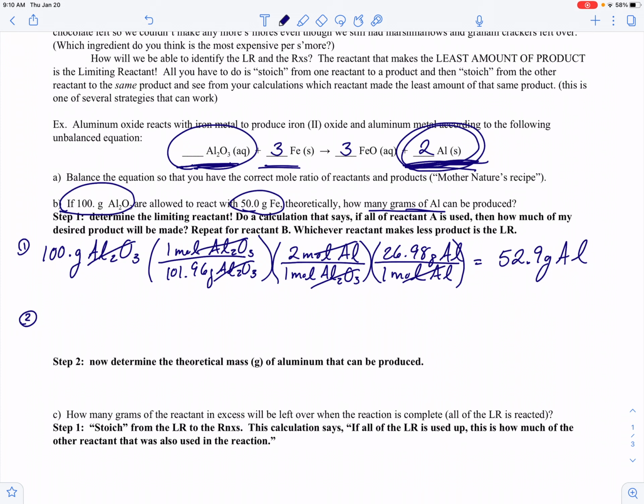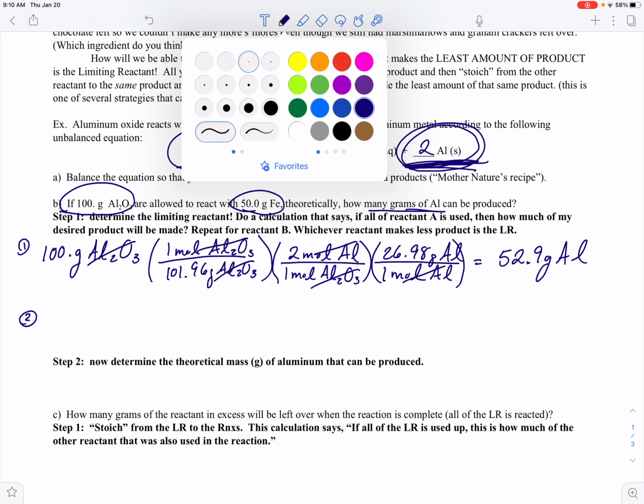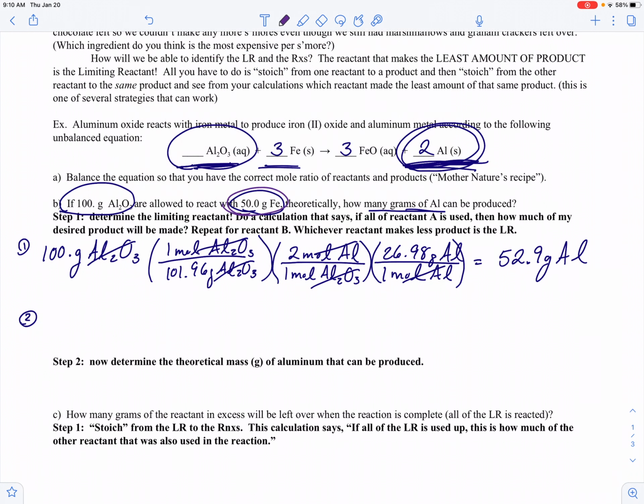So now I'm going to do the second reactant, and I've got 50 grams of it. So I'm going to do the same thing with iron. How many grams of aluminum could I make with 50 grams of iron? So I'll start with getting out of grams and into the mole. So I know that every 1 mole of iron is 55.85 grams.